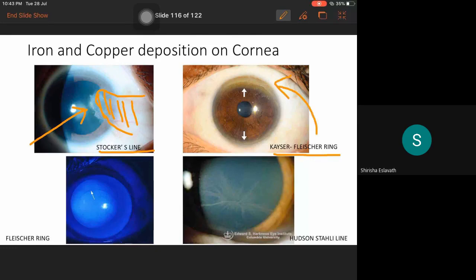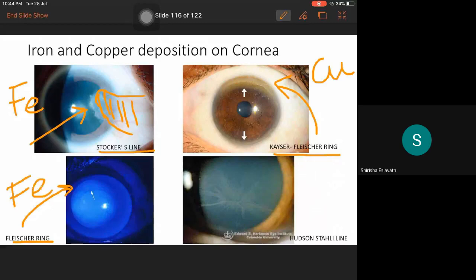You have a Fleischer ring. Do not get confused between the K ring and the Fleischer ring. As already discussed, this will be seen at the base of the keratoconus, where there will be iron deposit. This is because of the iron deposit. This is because of copper deposit. This is again because of iron deposit.